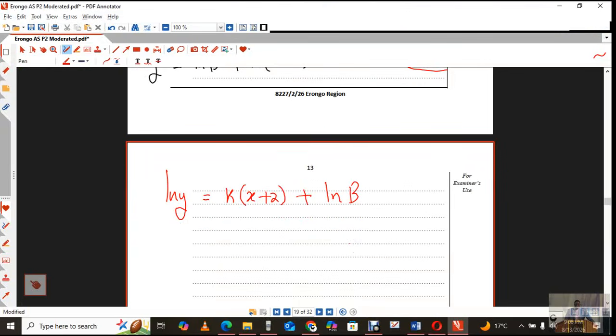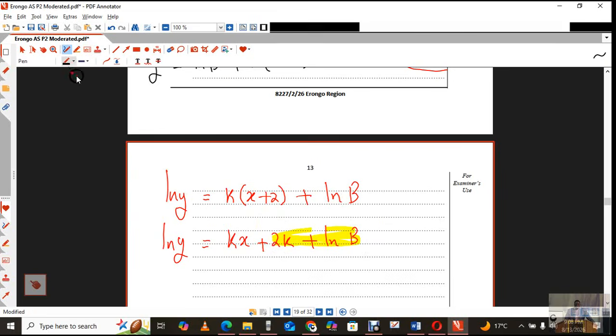Good. This natural log of b is a constant, but there is also something here with a constant involved. So let's multiply out: k times x is kx, and k times 2 is 2k, plus the natural log of b. My reasoning is that all of this is represented by a constant.